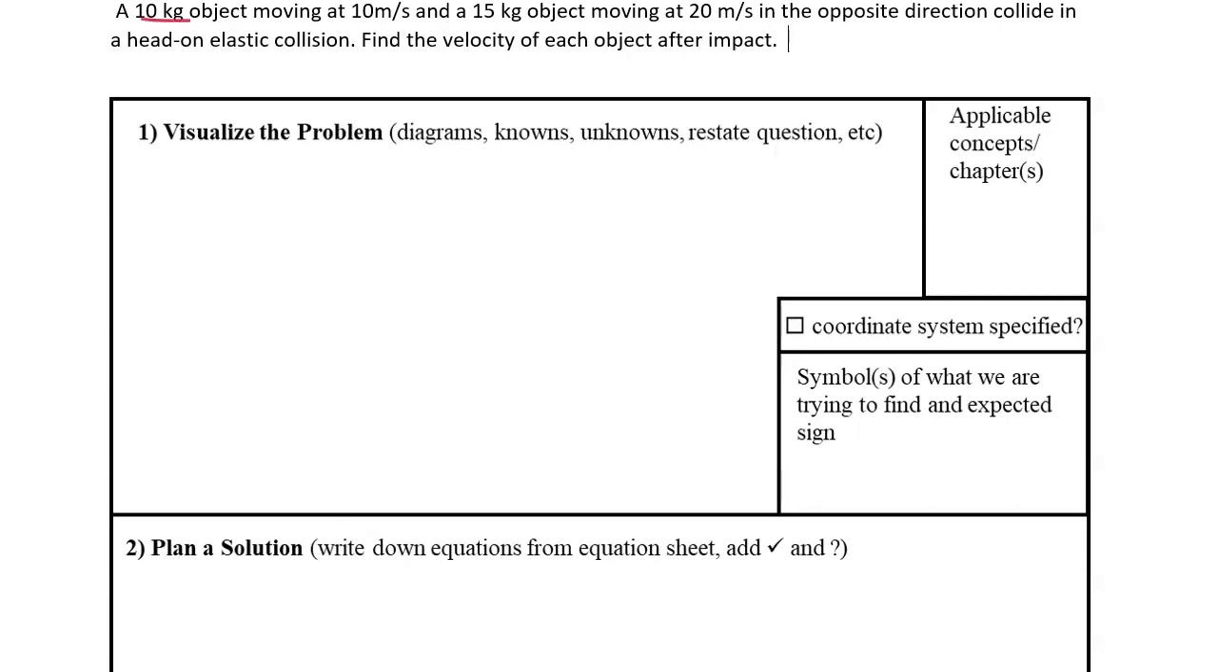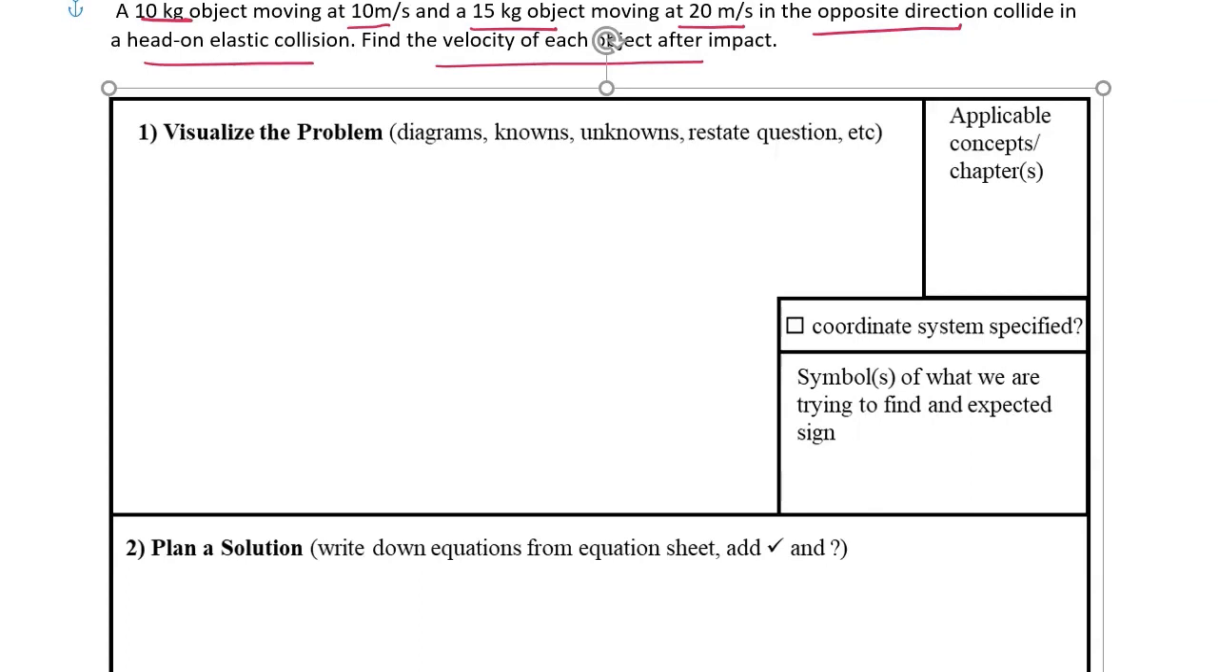In this problem, a 10 kilogram object moving at 10 meters per second and a 15 kilogram object moving at 20 meters per second in the opposite direction collide in a head-on elastic collision, and we are asked to find the velocity of each object after the impact. So let's start by visualizing the problem.